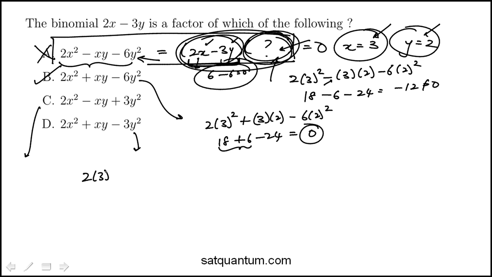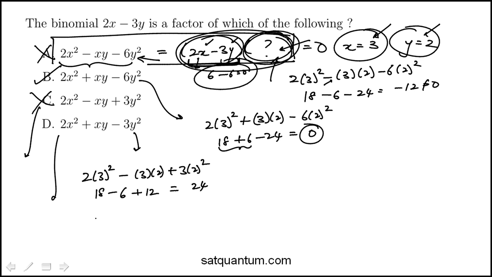So 2 times 3 squared minus 3 times 2 plus 3 times 2 squared. So 18 minus 6 plus 12, that is 24, again not 0. And then D would be, the only thing is that these signs are flipped. So 18 plus 6 minus 12, which is 12, which is not equal to 0. So that eliminates that as well. So the answer is B.